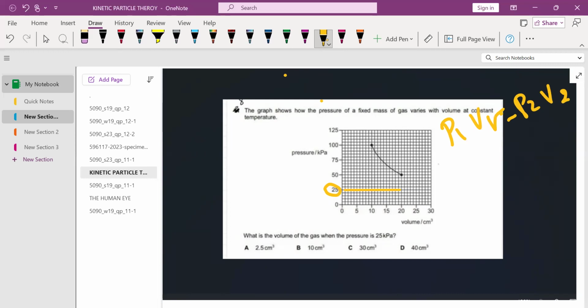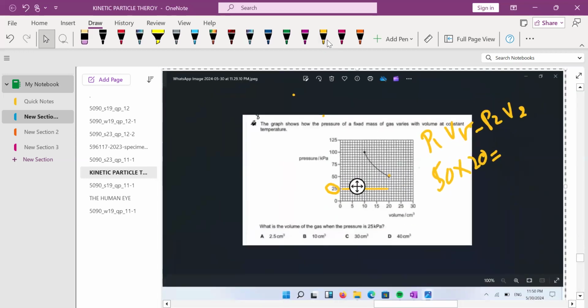Yes, you can take the P1 as 50 and the V1, the volume, as 20. So this is the point which I just clicked using this yellow color, where the value of the volume is 20 and the value of the pressure is 50. So 50 into 20 are P1 V1, and then the P2 V2.